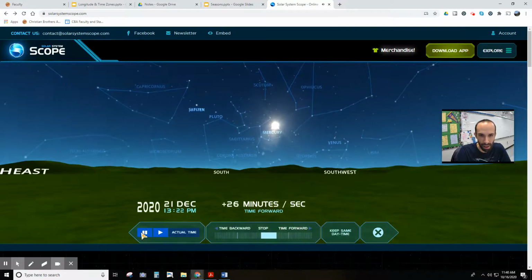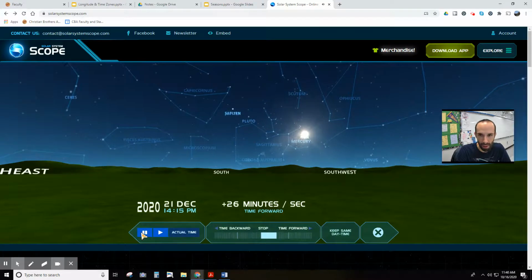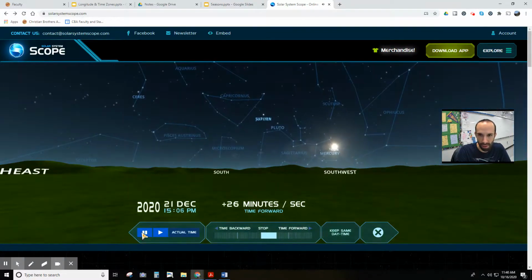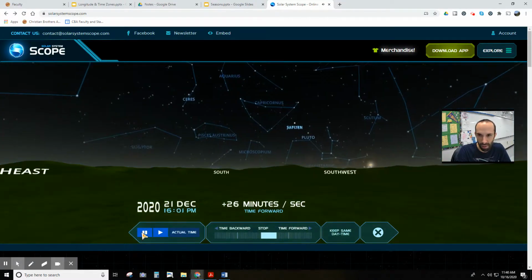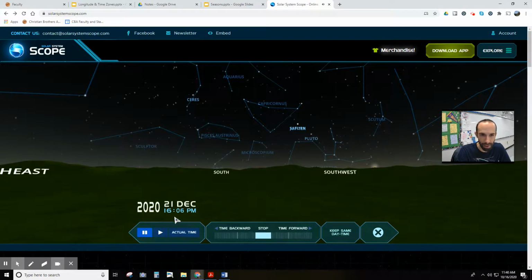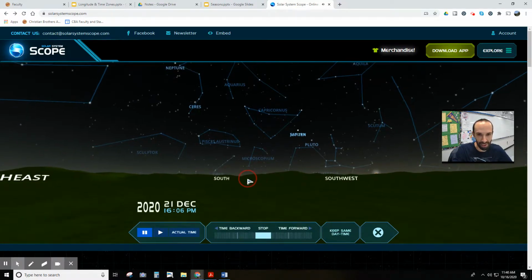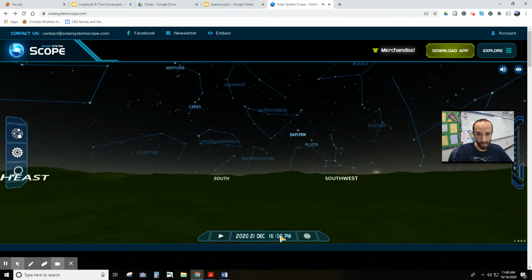Let's see when it actually sets. Notice it getting dimmer and setting right there. It is 16:06, which is 4:06 p.m. It's setting at 4 o'clock in the daytime. That's terrible. We have a really short day. Obviously, if we change this to summer, then it would be a much longer day. So that's a fun thing to play around with, just to give a perspective on this.